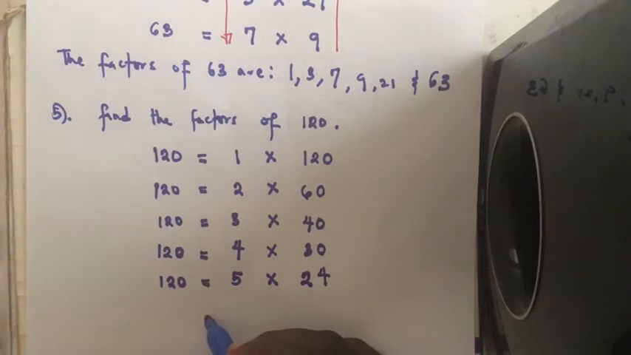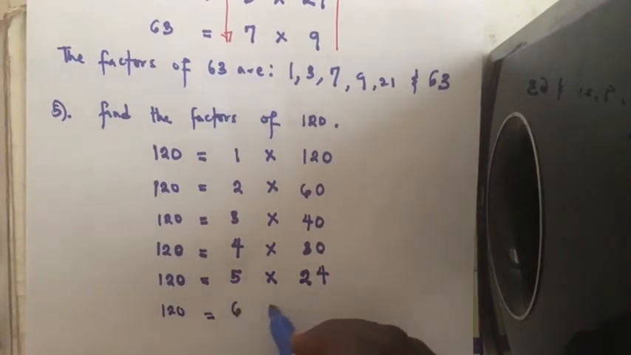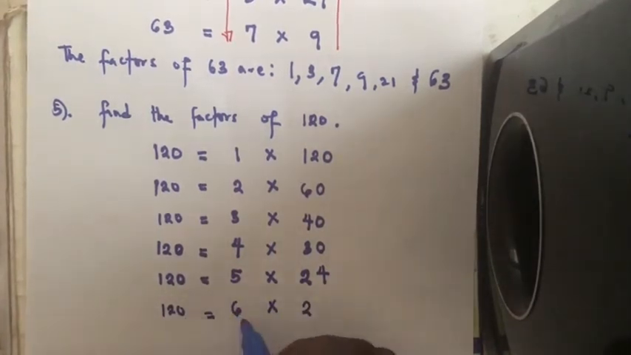Can we think of another one? Maybe 6. Yes, 6 is a factor. Okay, 120 equals 6 times: 12 divided by 6 is 2, 0 divided by 6 is 0. So that means 6 times 20 will give you 120.